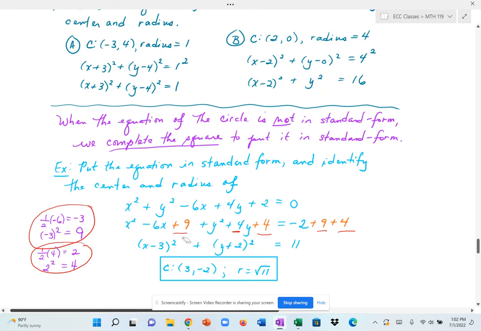When I do that, I've created two perfect square trinomials, which means that these two trinomials will factor in a very specific way. It's the same factor twice. So that factors into x minus 3 squared, and this one here factors into y plus 2 squared, and these numbers collapse to give you 11. So if you're asked what is the center and radius of the circle, this one is now in standard form. The center is at 3, -2, and the radius is the square root of 11.